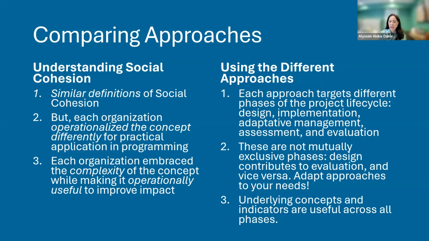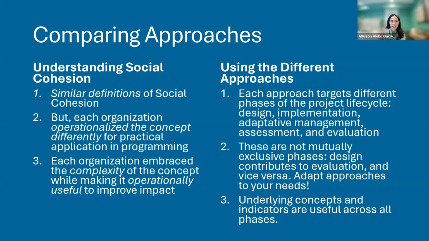So we wanted to end by just, we threw four approaches and challenges at you. Wanted to find some commonality across them. So I'm outlining commonalities and differences in two categories. One is how the different organizations understand social cohesion and their different approaches to applying social cohesion approaches in their programming. So you will have noticed that all four groups had very similar definitions of social cohesion. Nevertheless, each operationalized them in very different ways to ensure that the programming had a practical application for social cohesion.